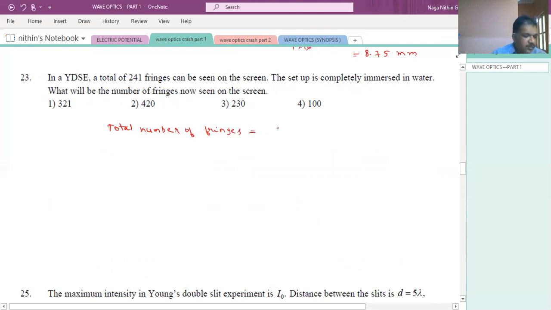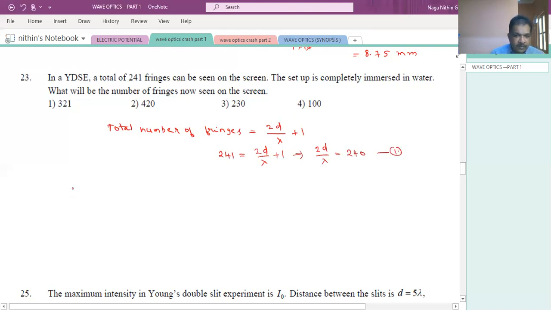Is equal to 2d by lambda plus 1. They gave this as 241. So 2d by lambda plus 1, which means 2d by lambda is equal to 2.